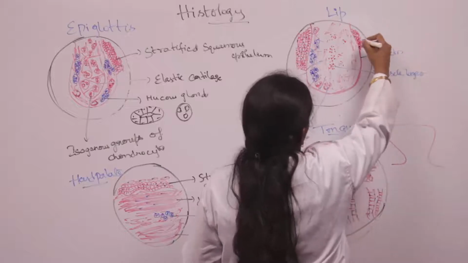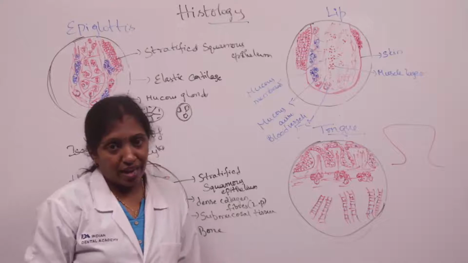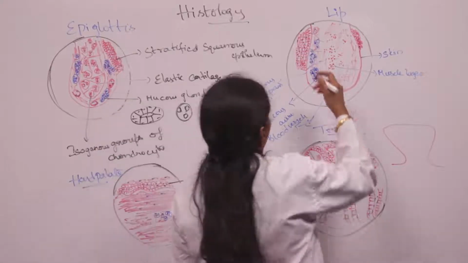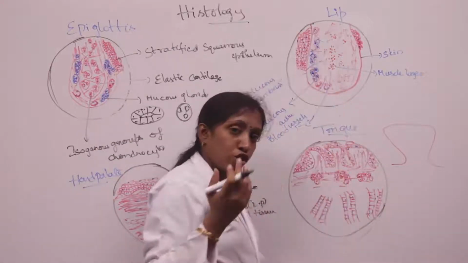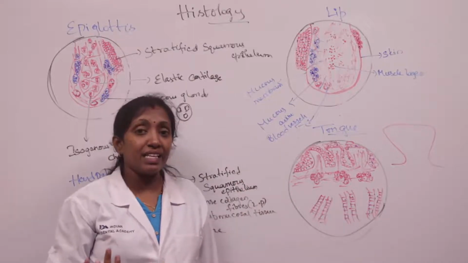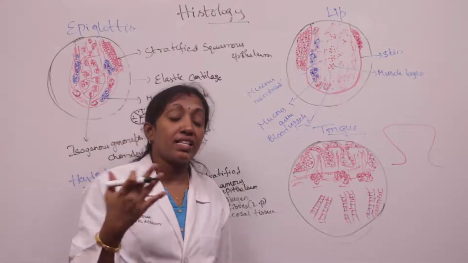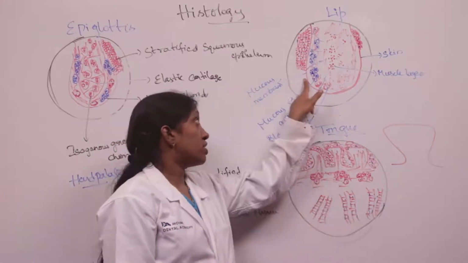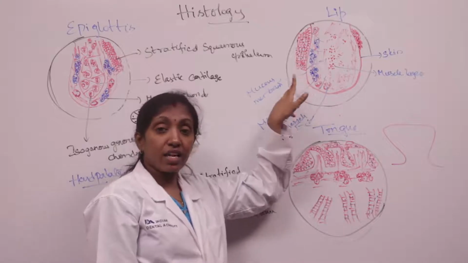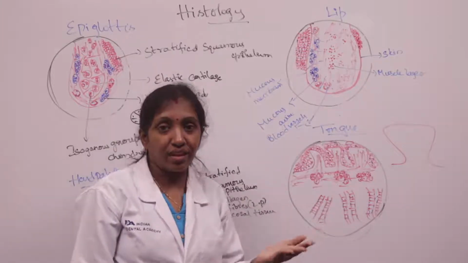So here it is covered by skin. We know that the epithelium of skin is stratified squamous keratinized epithelium. Here the epithelium of the mucous membrane is also stratified squamous non-keratinized epithelium, but here the epithelium is very thick, that means the layers of cells are very thick on the mucosal surface, the internal surface. Towards the skin, the epithelium is thin.